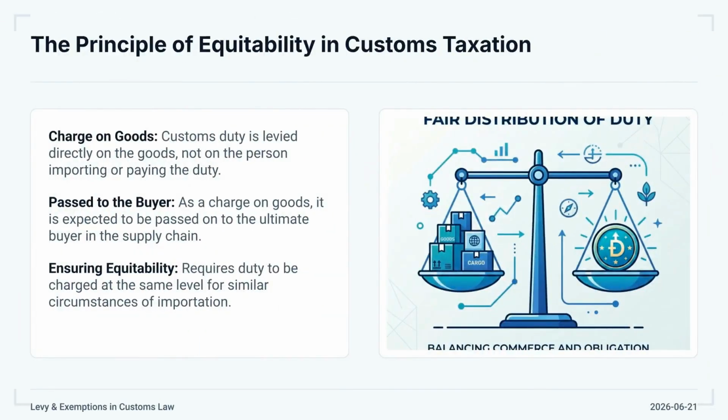An important principle in customs taxation is equitability. Customs duty is levied on goods and not on the person importing them. Since it is a charge on goods, the economic burden is generally passed on to the ultimate consumer. For example, when an importer pays customs duty on imported electronics, that cost is normally included in the selling price charged to customers. Equitability requires that similar goods imported under similar circumstances should bear the same level of duty. This ensures fairness, avoids discrimination, and creates a level playing field among importers engaged in comparable transactions.